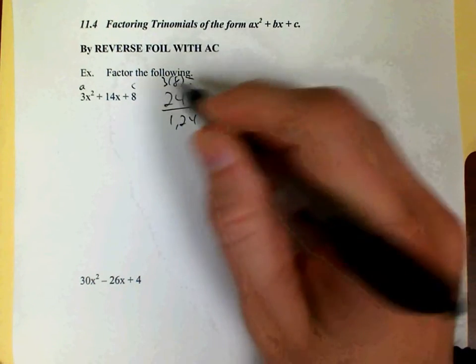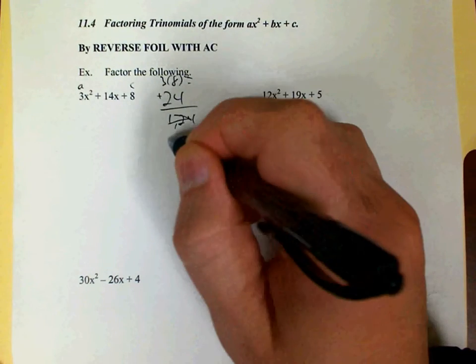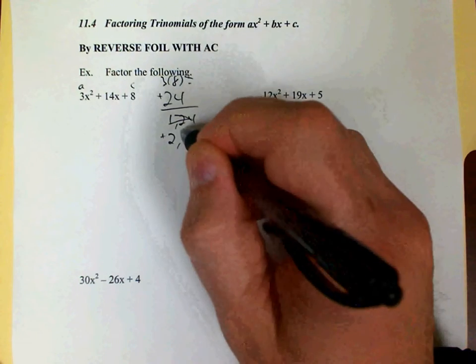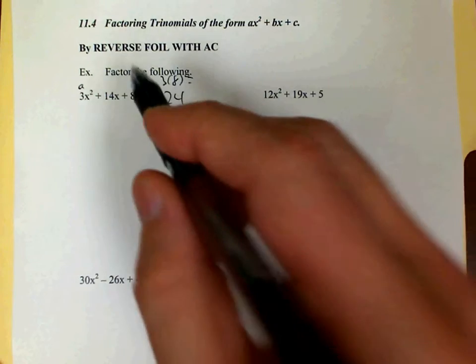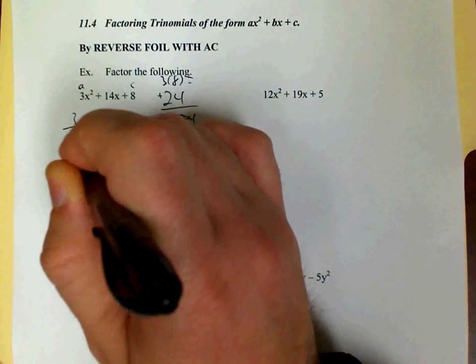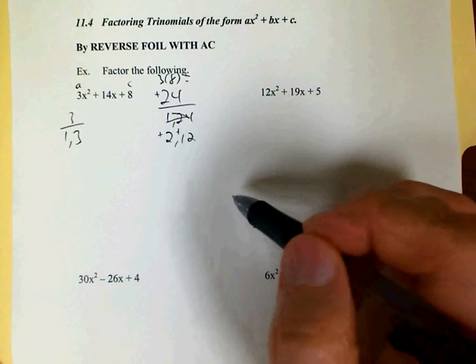1 and 24 won't give us 14. By the way, these are all positives. That doesn't work. 2 and 12, when we add those, do give us positive 14, which is what we're looking for. That's our B. Now what we're going to do is take factors of A, which is 3, and list those in pairs. This is the only possibility we can have.